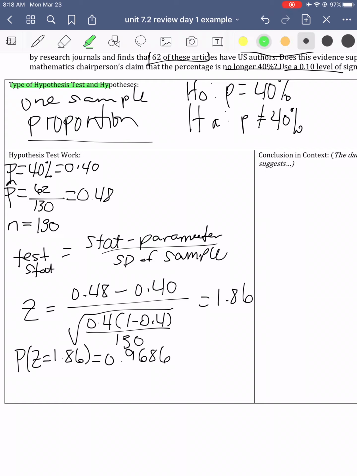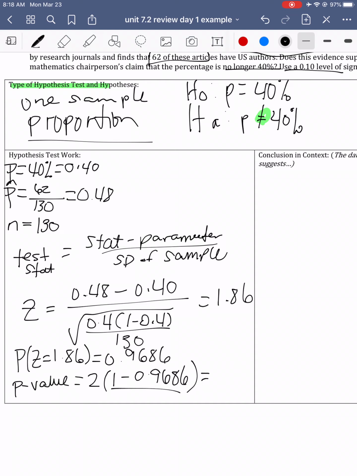Well, we need to go back to our hypothesis and see what is the symbol used in the alternate. Here we have not equal to. So that means my p-value is going to be equal to 2 times 1 minus the percentage that I got here. Since not equal to is a two-tailed test, we need to subtract from 1 to get our one tail, and then multiply by 2 to get our two tails. So this is 0.0628. And so that is our final p-value.